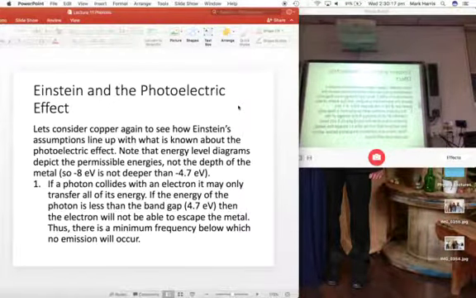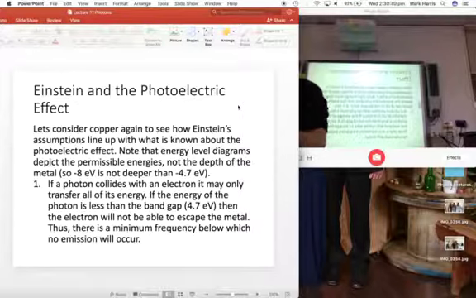So if a photon collides with an electron, it may transfer all of its energy. If the energy of the photon is less than the band gap, remember the band gap between 0 and 4.7, no electrons could be there. If it's less than that, what happens? What would happen if the electron got the energy from the photon? Say it got 1 electron volt and it was at 4.7. What would happen to it? It would jump up and go down.